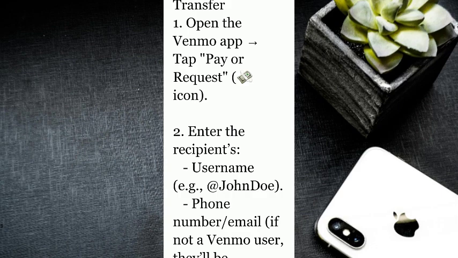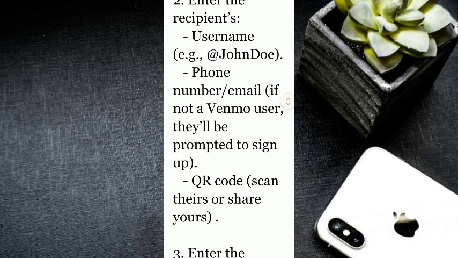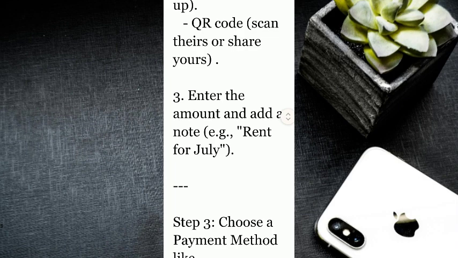Then the next thing you're going to do is enter the amount. You enter the amount and add a note, for example, rent for July. The note is actually a description of what the payment is for.